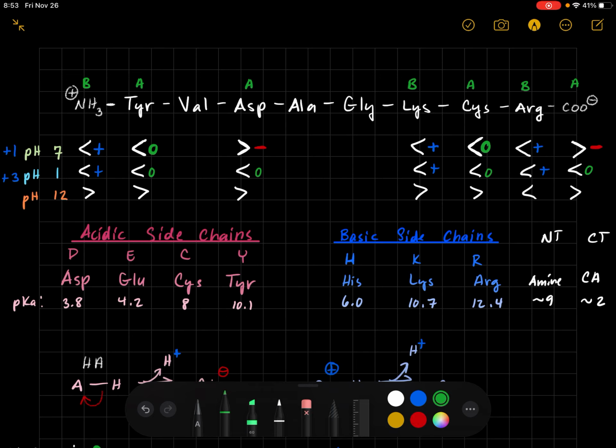So here, my basic groups when deprotonated are going to have a net 0 charge. 0 here. However, recall that arginine will not be deprotonated. Arginine will be protonated since its pKa is greater than the pH, and therefore it will retain its positive charge.